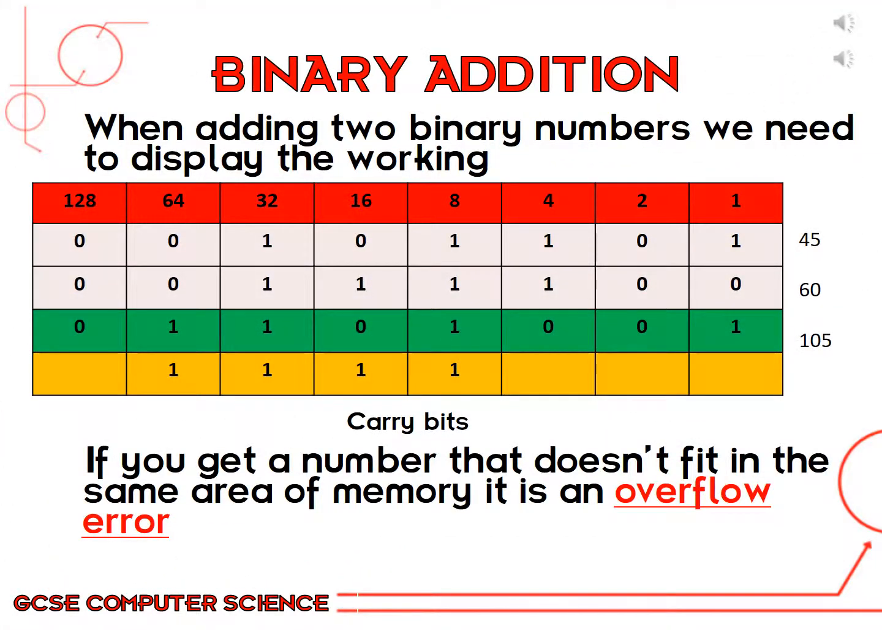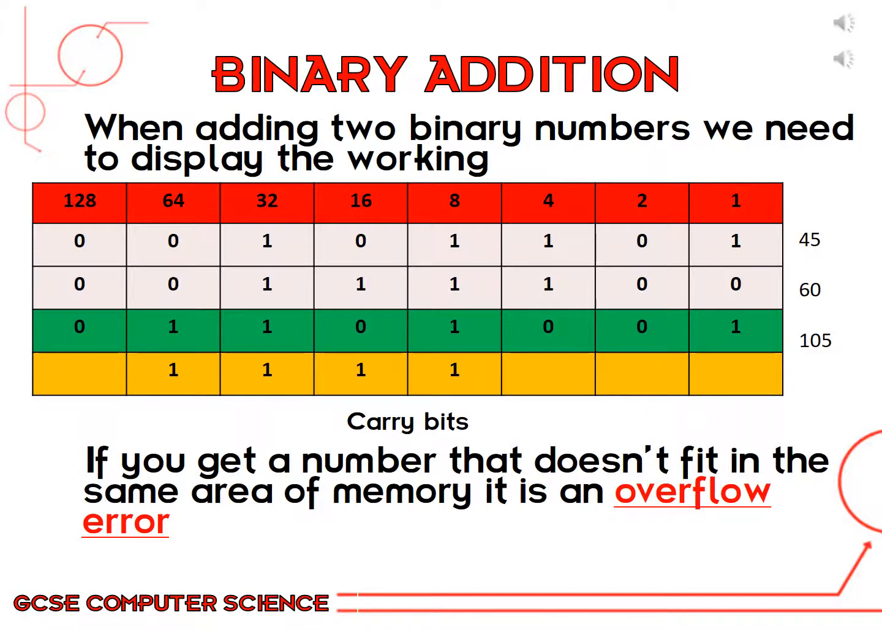Now that you've mastered that, sometimes we have to add two binary numbers together. The obvious easy way of doing this would be, well, what's 45 plus 60? It's 105, so I'll just put 105 straight into the box. But in the exam, you are expected to do this properly so that you have the carry bits. Now to get the carry bits, you've got to add the binary properly, and that's what we're going to do here.